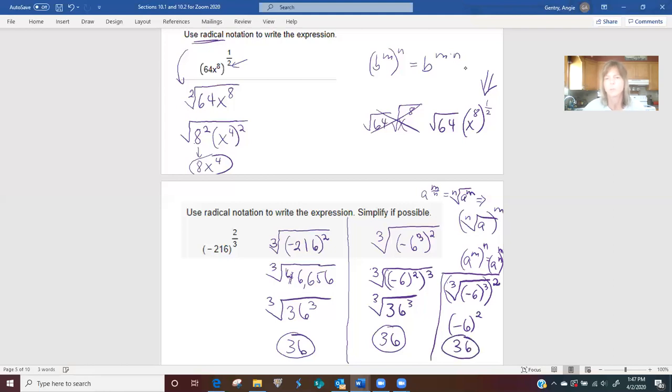Which way is best? I don't know. It depends on which way you like the best. I just need for you to learn that you can manipulate this around depending on what the problem looks like. When you have variables, you can't use a calculator because it's not going to help you.